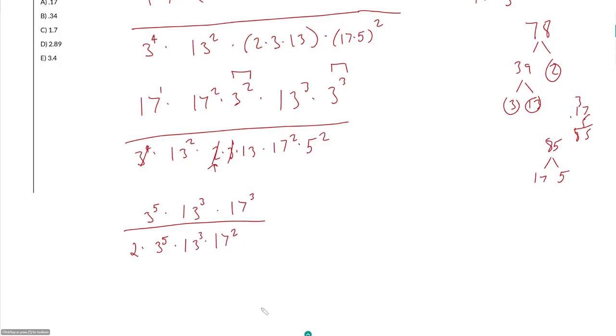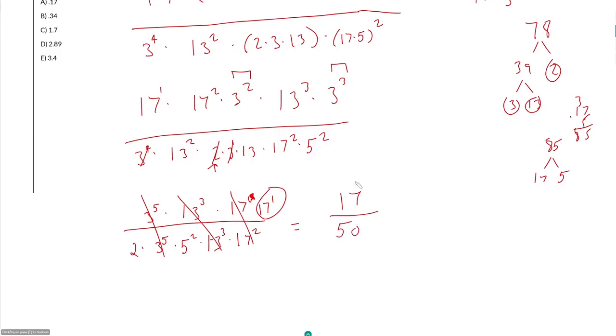Then I forgot 5's over here. So this 5 squared should be here. 13 cubed, was it? Times 17 squared. Now for the fun part. My 13 cubes, gone. My 3 to the fifths, gone. I got 17 cubed over 17 squared. That just leaves me with a 17 to the first up top. Then I just have a 2 and a 5 squared. I'm left with 17 over 2 times 5 squared, which is 17 over 50.